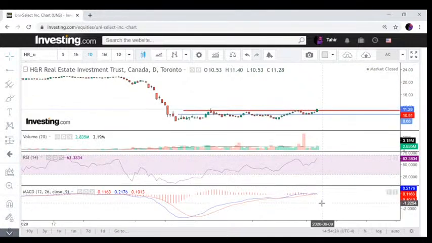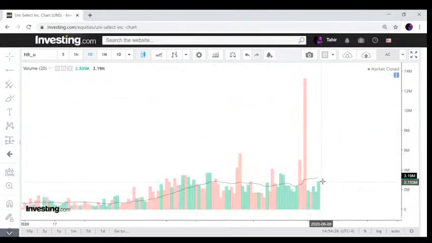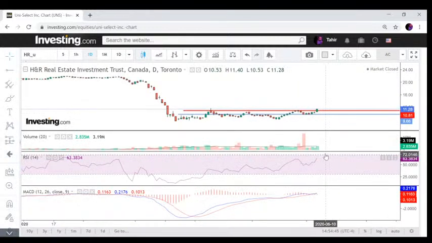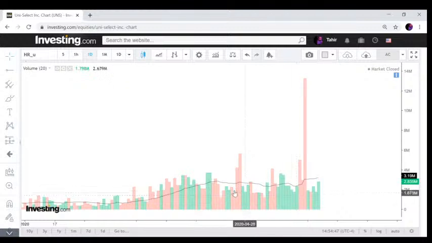So RSI is positive, this one is positive. The only thing I'm considering is the volume. The volume is still below average, but it is more than the previous day. The only thing, and a very important thing, to consider here is that the volumes are currently not supporting the move because they are low. Volumes here are above the average, and here the volume is below the average.